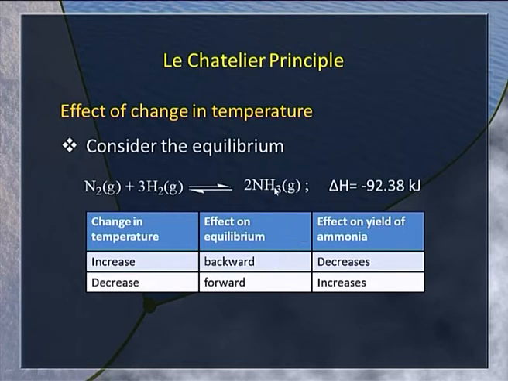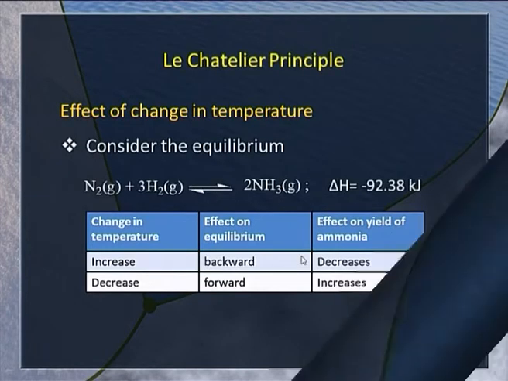So, the yield will show a decrease because more of the reactant will form. If I decrease the temperature, the reaction will move in a direction where it can increase the temperature by expulsion of some amount of heat. So, this is an exothermic reaction, and it will move in this direction.